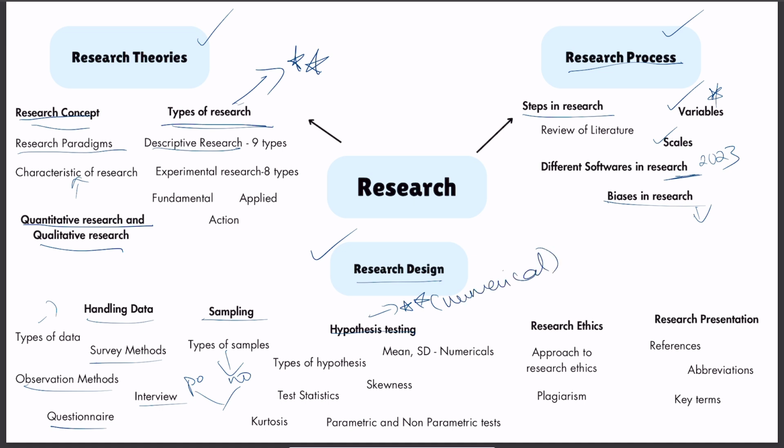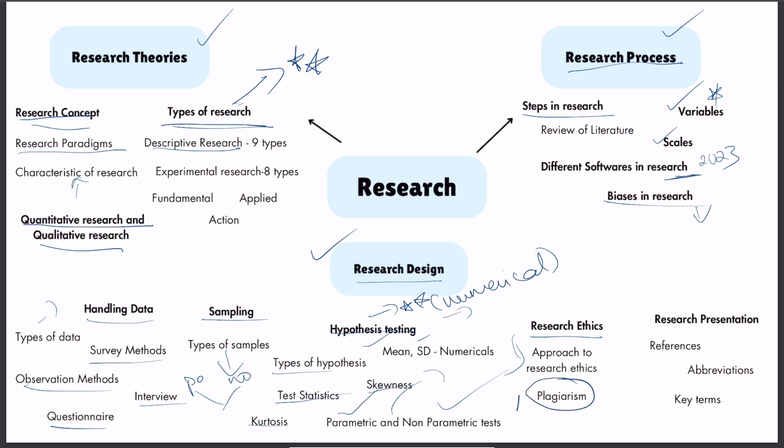Not very difficult. You just need to know the formula and do it once, then you'll be able to easily do the questions that come for Paper 1. So mean, standard deviation, types of hypothesis, skewness, kurtosis, test statistics, parametric tests, non-parametric tests, when it can be applied to what situation. Then we have research ethics, the different approaches to research ethics.